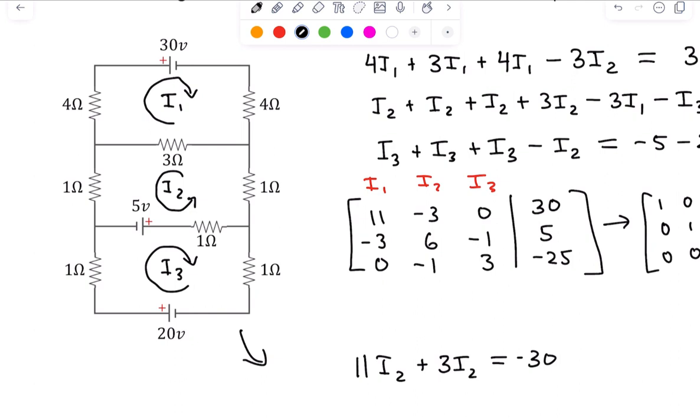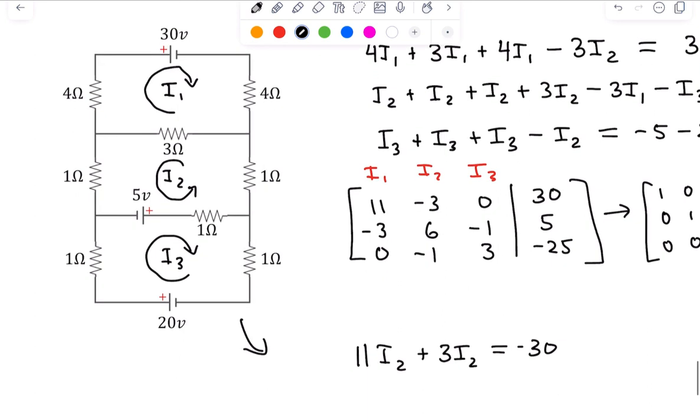Okay, let's look at the middle circuit. Again, I still see a total of 4 resistors in the middle circuit. So we have 3I2 plus 1I2 plus 1I2 plus 1I2. That's still going to give me 6 I2s. Now let's look at the shared resistors.